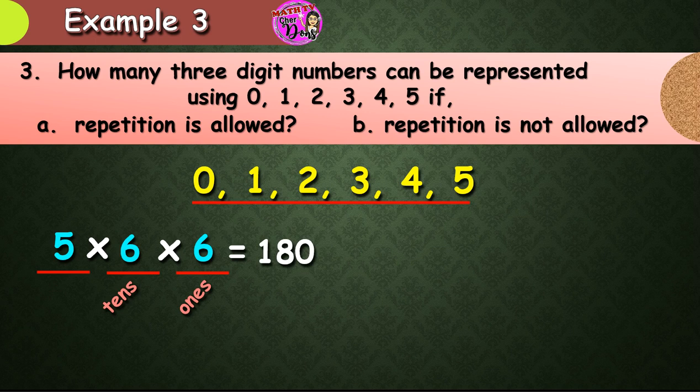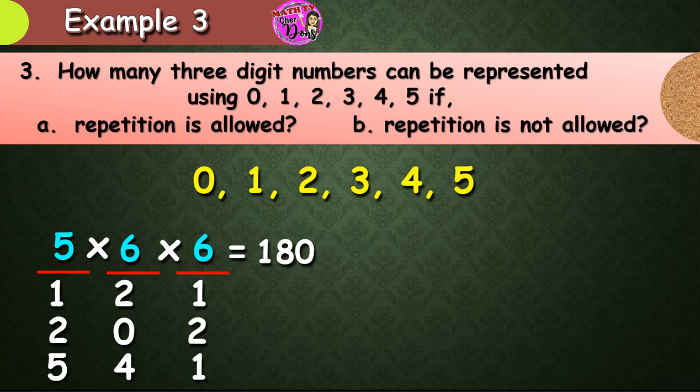Example, for hundreds, we can have 1. For tens, we can choose 2. And for ones, we can have 1. Again, why? Because repetition is allowed. Another example, we can have 2, 0, 2. Next, we have 5, 4, 1.